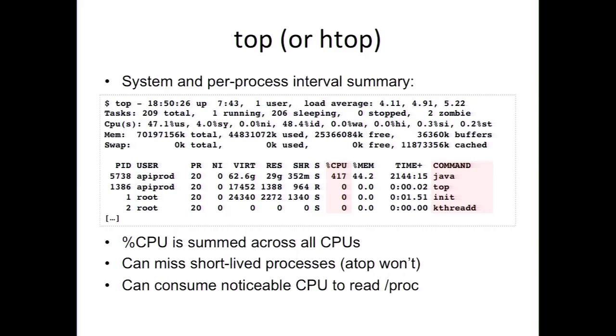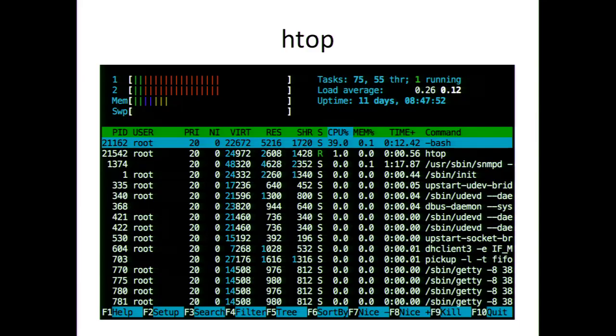Top is great in that it has the system-wide summary and then per process, and it's a pretty good starting view of what's going on in the system. There are a few caveats. It can miss short-lived processes, especially if you do software builds. You may not see all those processes show up. There is something called atop, which tries to fix that. And top itself, the way it works, can consume some CPU just to run.